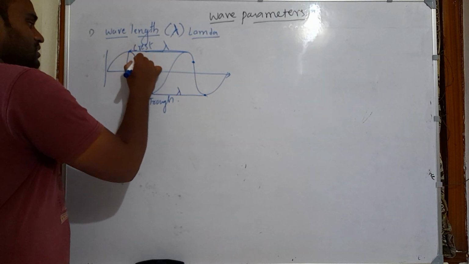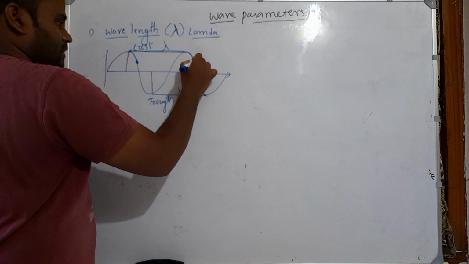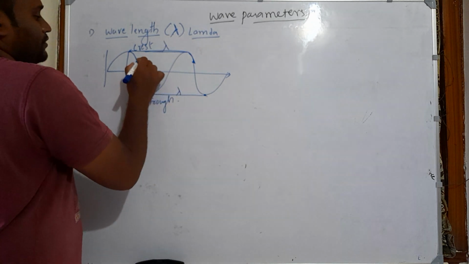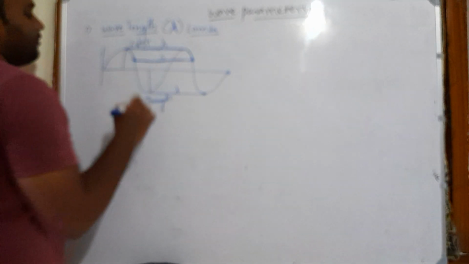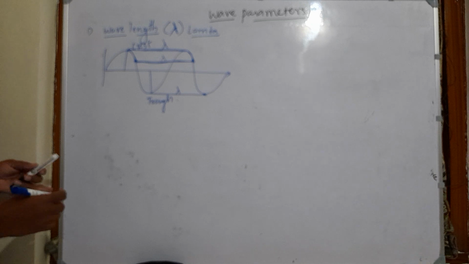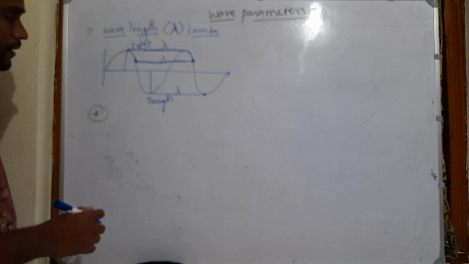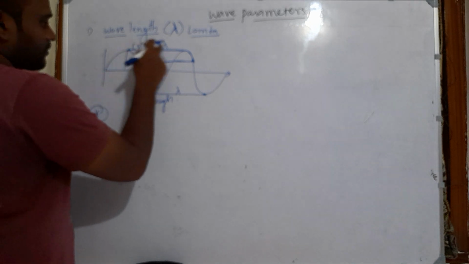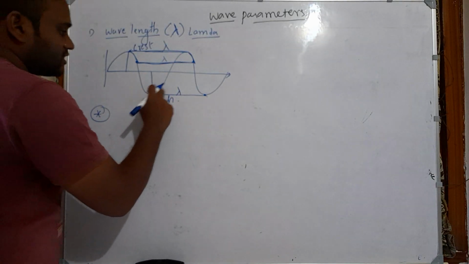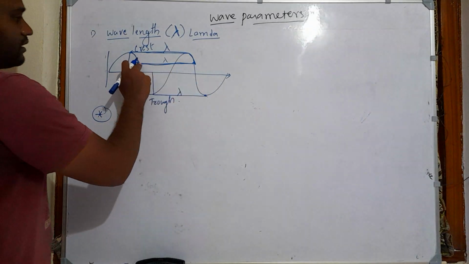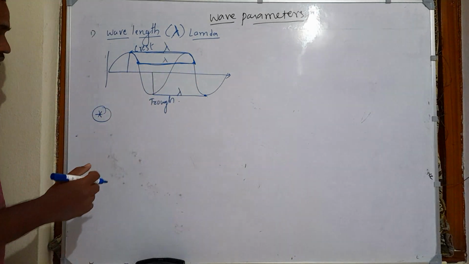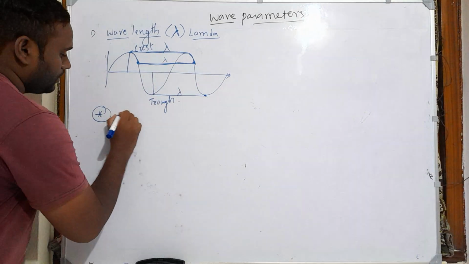Here it is the descending position, and here also we are taking the next descending position. This is also called wavelength. So what is the wavelength definition? Wavelength is nothing but the distance between two successive crests, or the distance between two troughs, or the distance between two successive equal points.